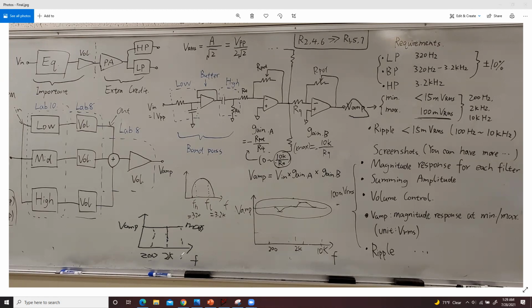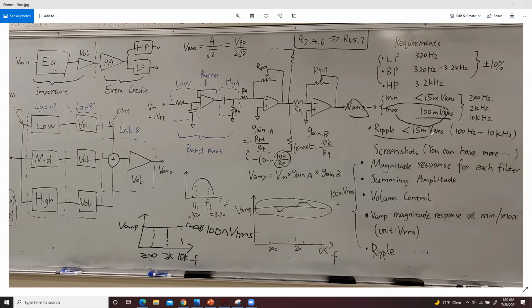And this is 10K hertz. Make sure you label this 3 point. So that's what you want to check. Ideally, as I mentioned, when you tune all the potentiometers to maximum, the value in here should be about 100 mV RMS. That's the reason how you do the calculation for each filter, and that's how you check your system satisfies this requirement.